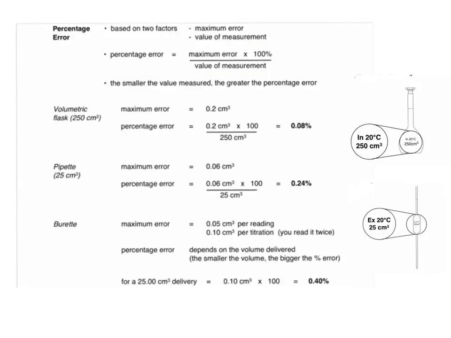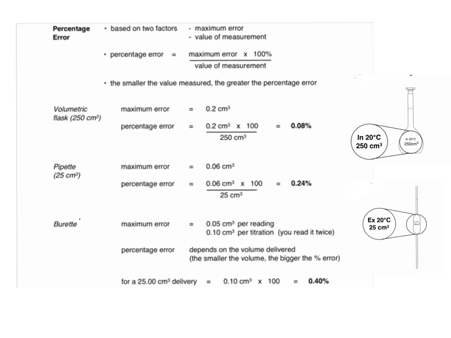To calculate your percentage error, it's based on two factors. The first one is the maximum error or uncertainty, and then the value of your measurement. Remember, the smaller the value that you measured, the greater the percentage error you're going to get. So in experiments where you're using larger volumes and larger masses, you're going to reduce the percentage error.